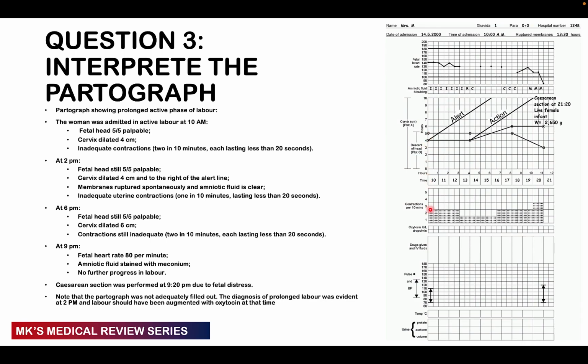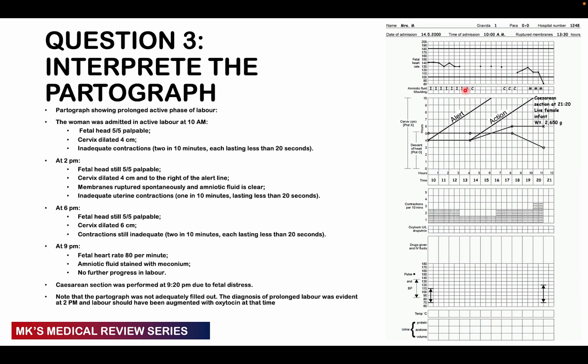She had inadequate contractions. So she had 2 contractions in 10 minutes, each lasting less than 20 seconds. As you can see, this carried on for almost the entire labor. And she had intact membranes. And then after how many hours is this? 1 hour, 2 hours, 3 hours, about 3.5 hours, membranes actually were said to have ruptured after 3 hours. And remember, once membranes rupture, you should actually do a vaginal examination and assess the state of the liquor.